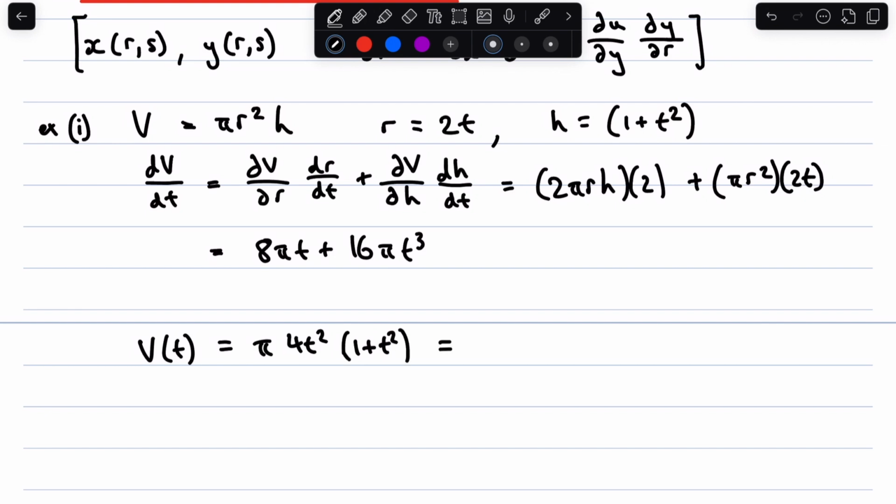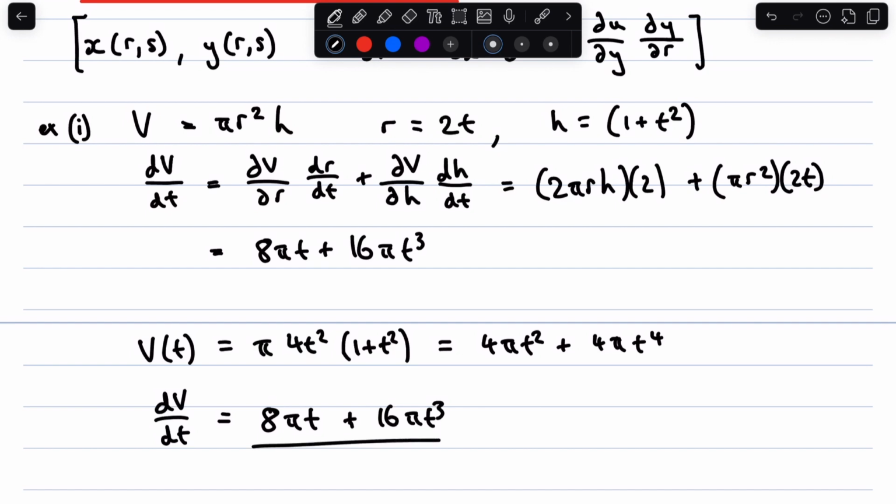And if we times all that out, we'll be left with 4πt² + 4πt⁴. And now if we do our dV/dt, it's 8πt + 16πt³. And there you go, they do match, and therefore we can see that our chain rule is working as we should expect it to.